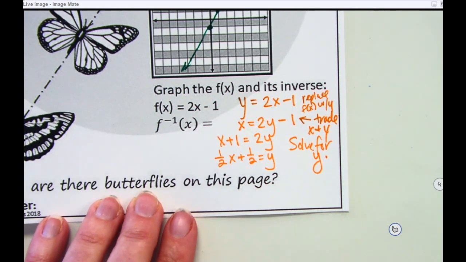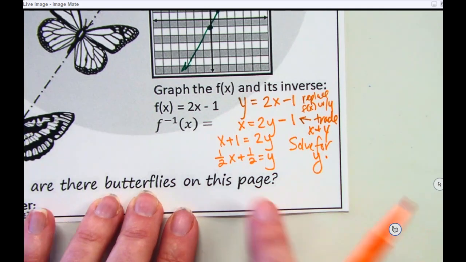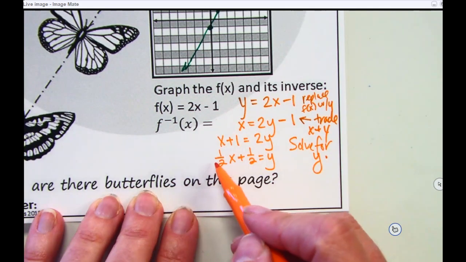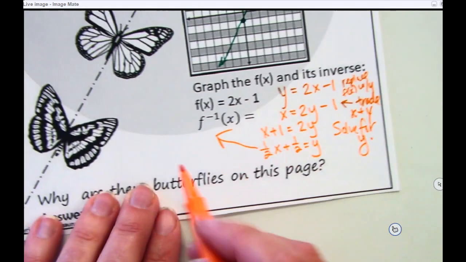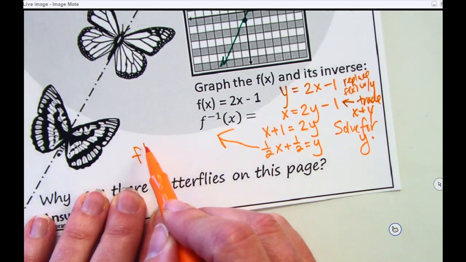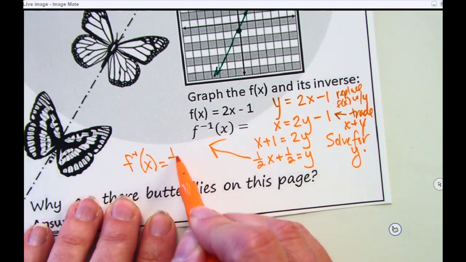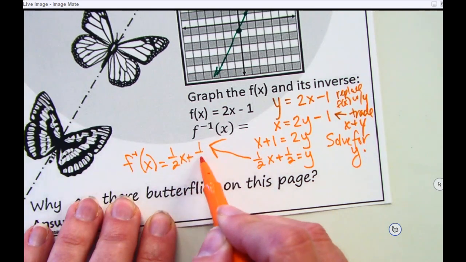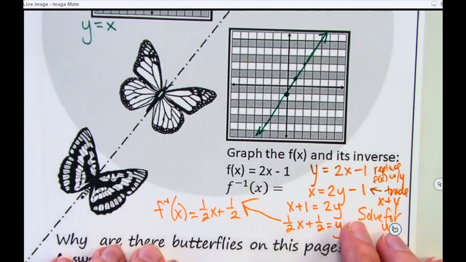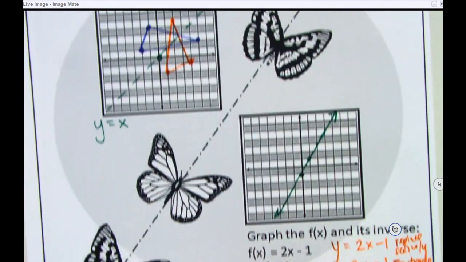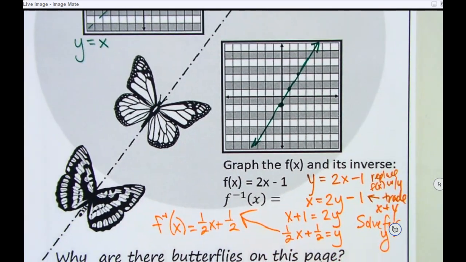Questions with what I did? Okay. But I want to remind myself that this was the inverse. So this was the inverse of f. I got 1/2 x plus 1/2. Now I'd like you to graph that line, please.